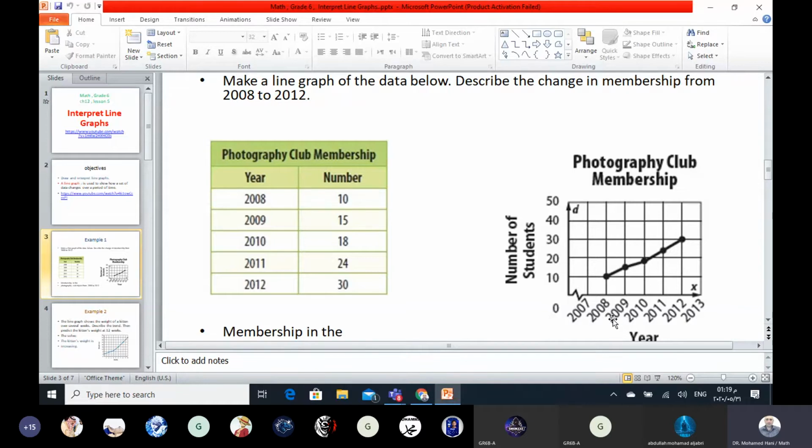Now draw between the 2 points the line segment. From here to here, line segment, and here and here and here. So this is the meaning of a line graph.